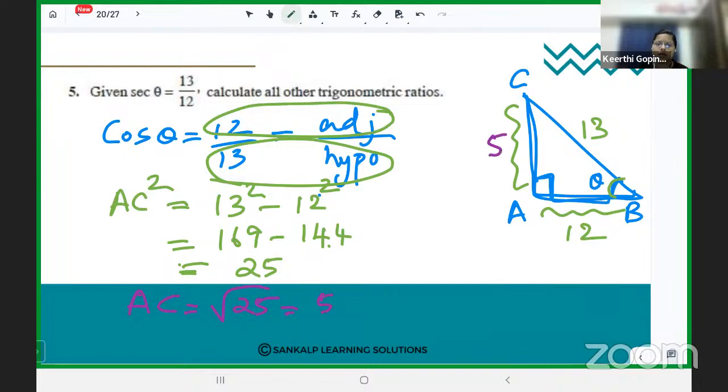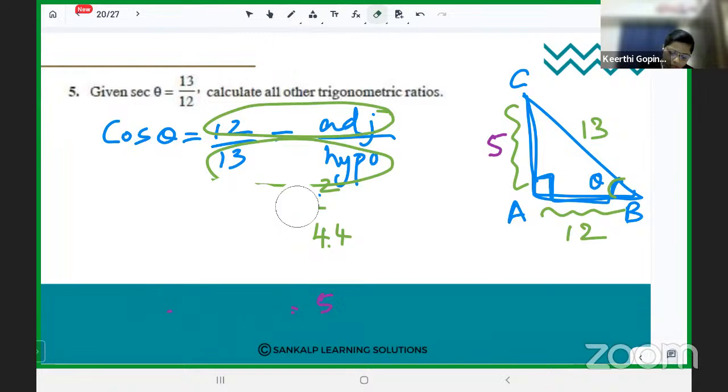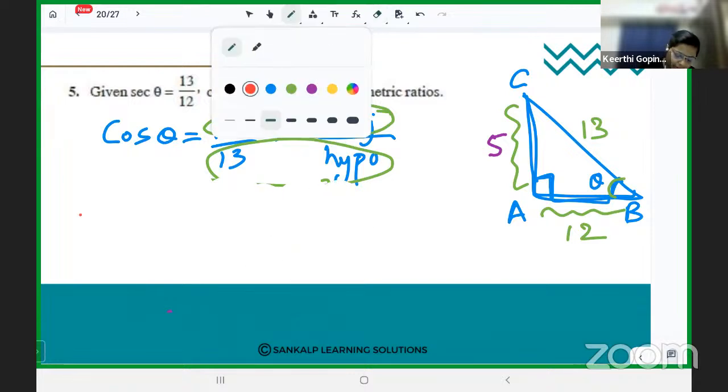Now can you find out all the other trigonometric ratios? First of all, we'll find out sin A.